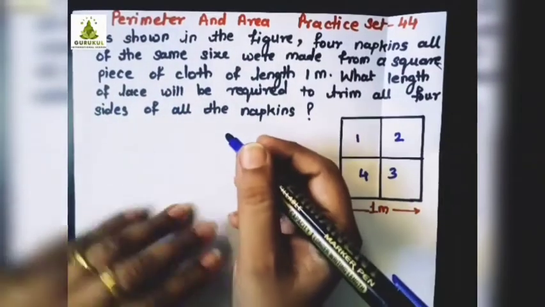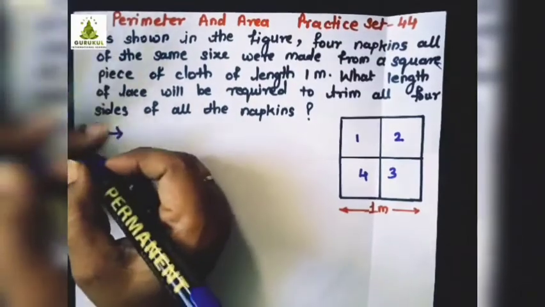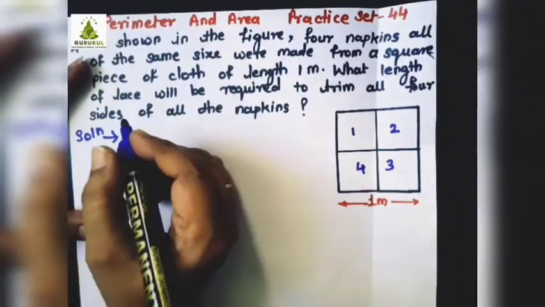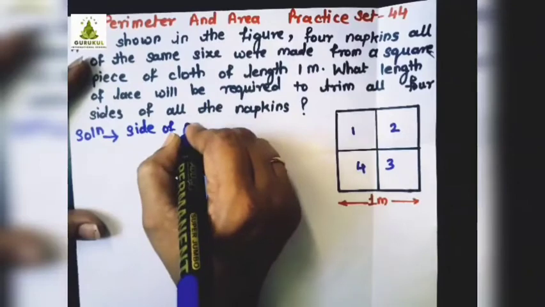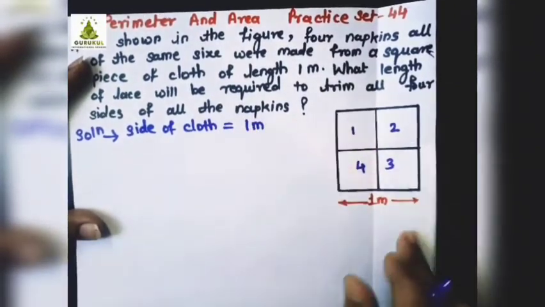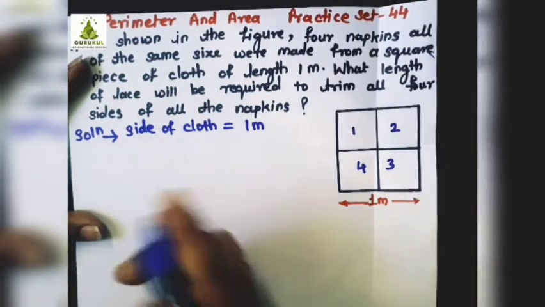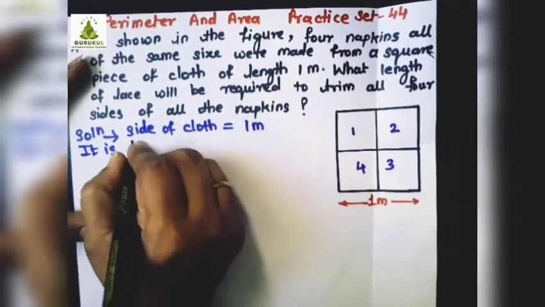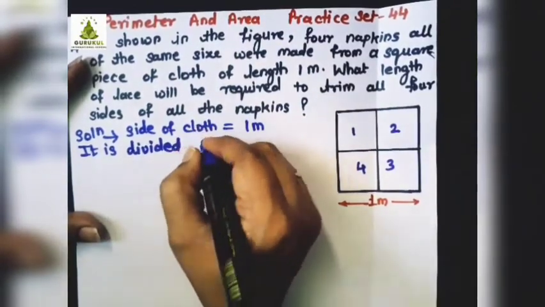Okay, so we'll write down over here, solution part, we'll write down that the side of a square shaped cloth is equal to 1 meter. Okay, so it is divided into 4 parts. It is divided into 4 equal parts.